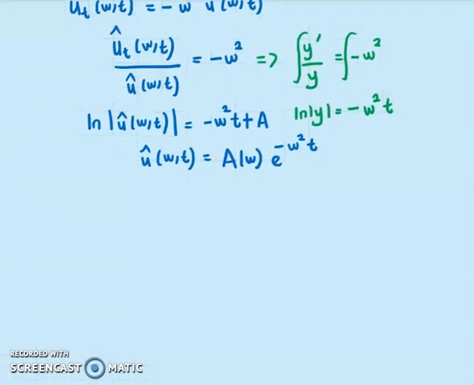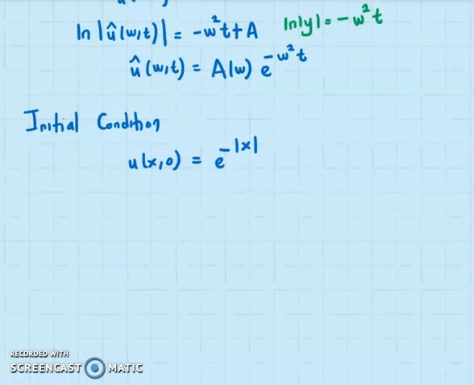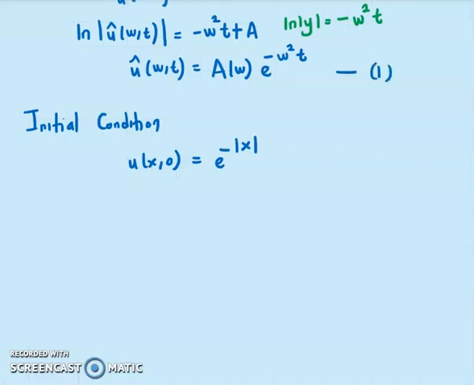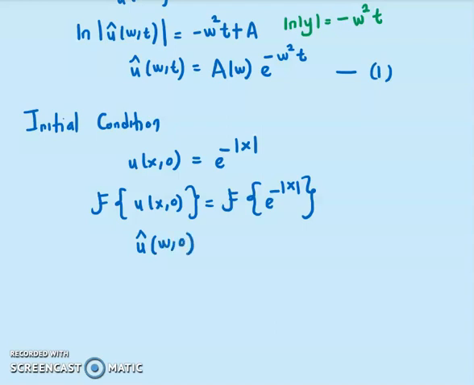Let's call this equation 1. Now we know that the initial condition is given as u(x,0) equals e to the negative modulus x. So we cannot apply it to this equation yet, because this is u hat. What you need to do is apply a Fourier transform to the initial condition, the Fourier transform of e to the negative modulus x. Taking the Fourier transform of u will give me u hat, and x will become omega, 0.